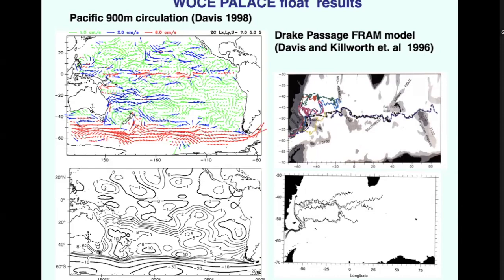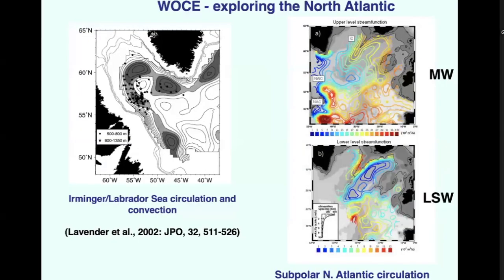But at that time, the idea came, well, if you could have this thing profiling up and down, and you could put a CTD on it, could we measure the temperature and salinity as the float came to the surface? And that was indeed done. And towards the end of the WOCE experiment, there were profiling P-ALICE floats. We explored the North Atlantic with them.